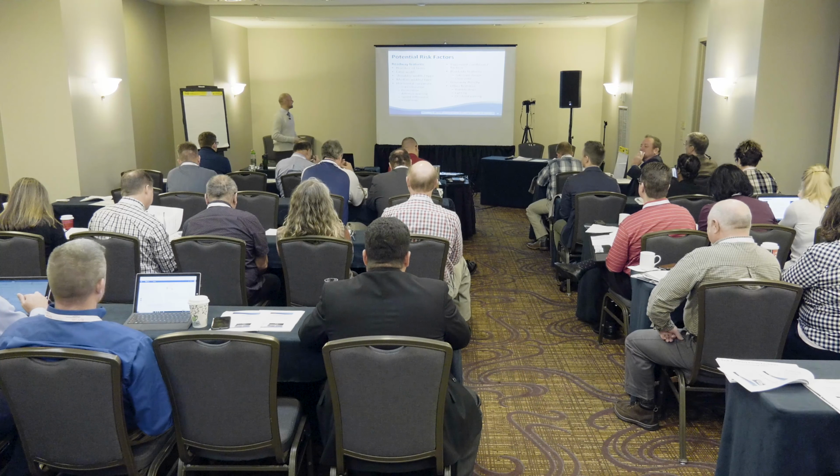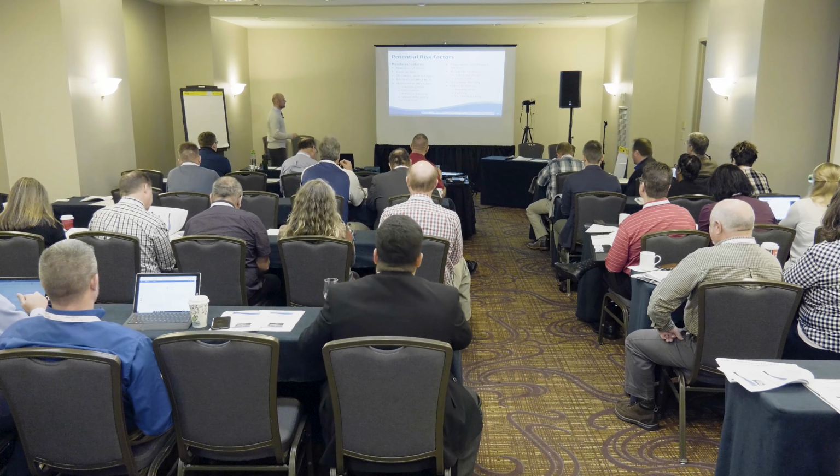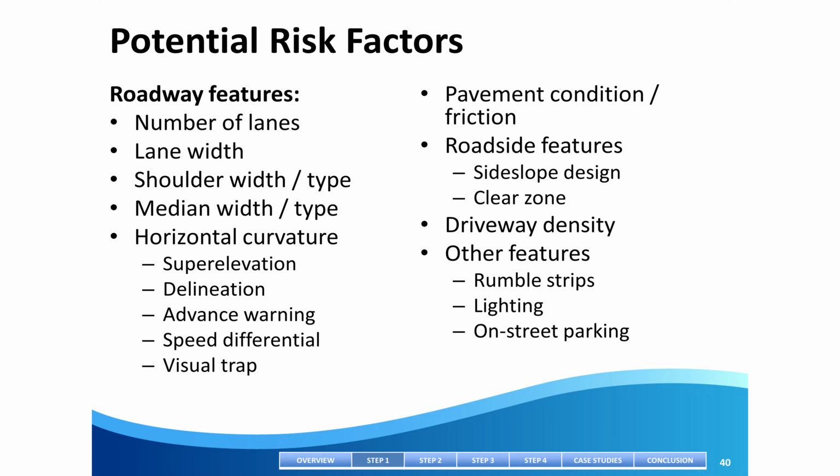All right. So yeah, when we're thinking about the roadway characteristics, the cross section related to the lanes, the shoulder, the median width and type. When we get into the curvature, we could have vertical and horizontal curvature, but you may have various subsets of horizontal curvature as risk factors. So is the curve super elevated? Is it delineated? If not, that may be a risk factor.